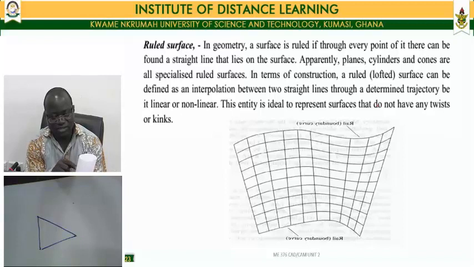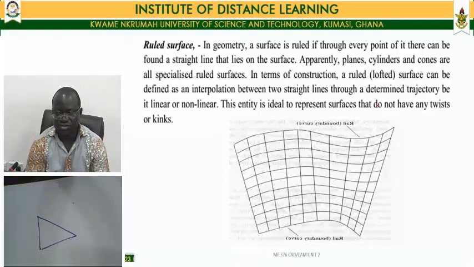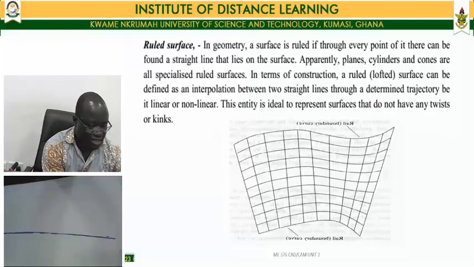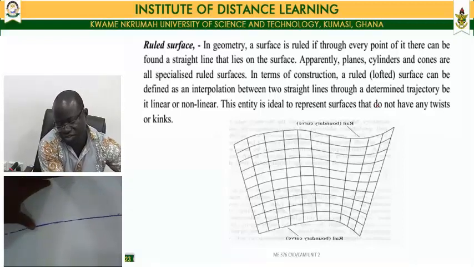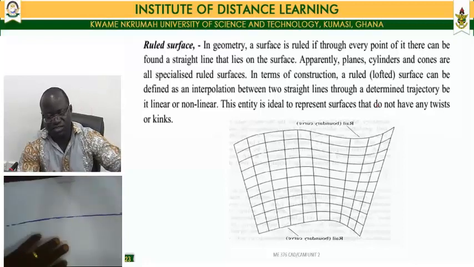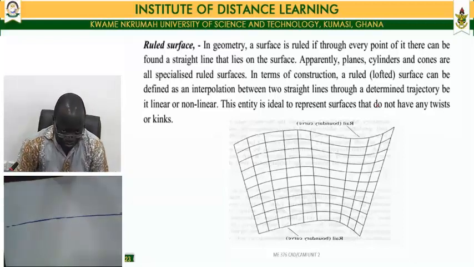And that means that this is a ruled surface, because through every point there can be found a straight line that lies on the surface. So that is a typical example of a ruled surface. So a cylindrical surface, conical surface, they are specialized ruled surfaces.